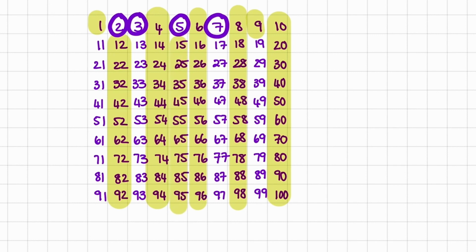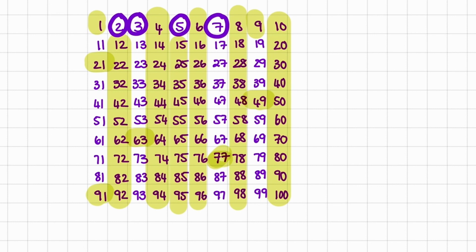Next, what we can try and do is find multiples of 7. So if I count in 7, I have 7, 14, 21, 28, 35, 42 is already out, 49, 56 is already out. So I'm simply counting in 7. Then 63, 70 is already out, 77, 84, 91, and 98. So those are all the multiples of 7 between 1 and 100.